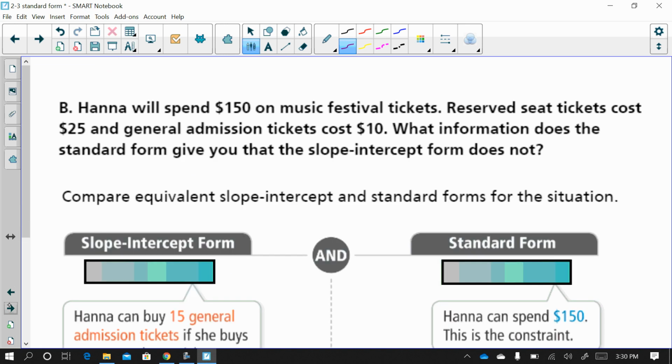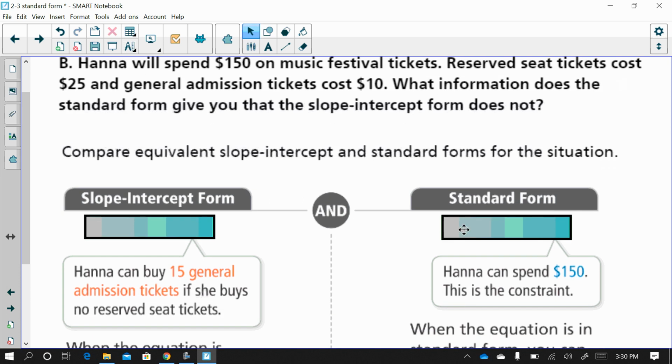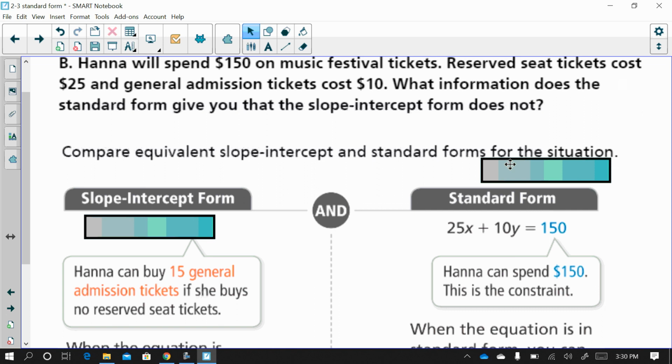Right, so going back to our story about Hannah. Hannah's spending $150 on these music tickets. Reserved seat tickets cost $25. General admission tickets cost $10. What information does standard form give you that slope-intercept form does not? Just to remind you, the standard form looked like this: 25x plus 10y equals 150. How would I change that to slope-intercept form?